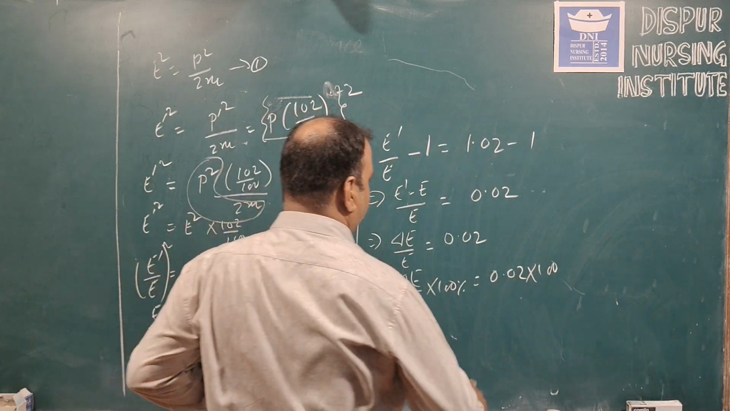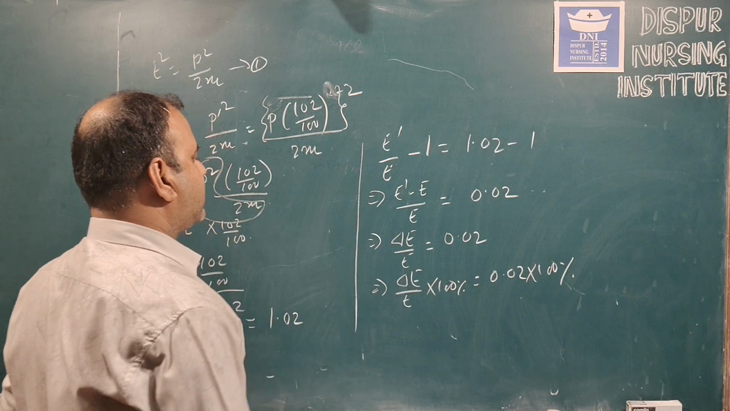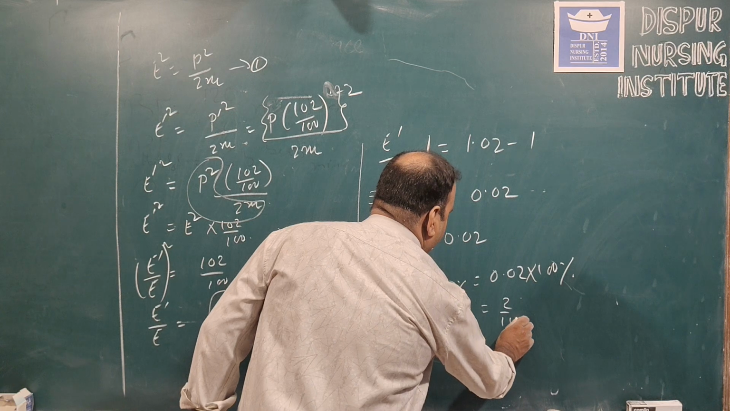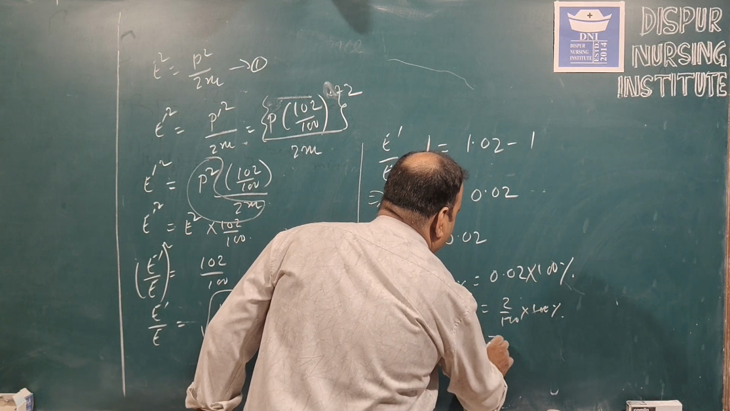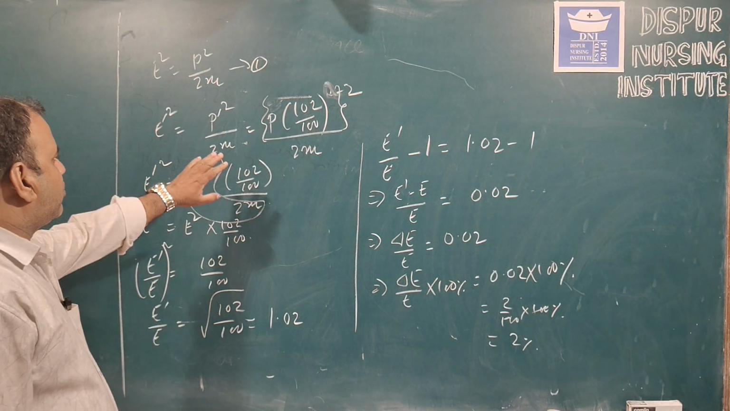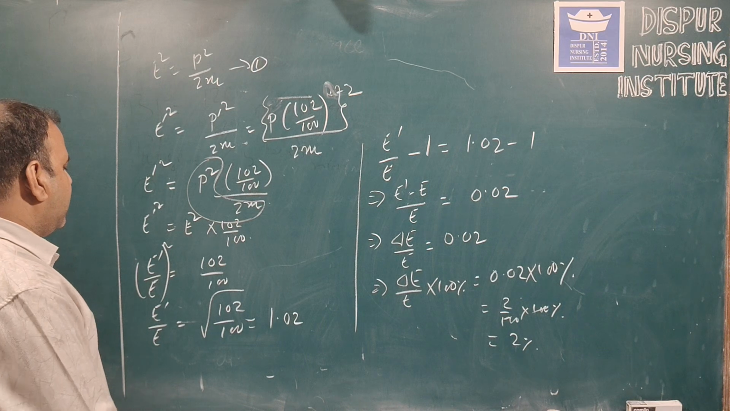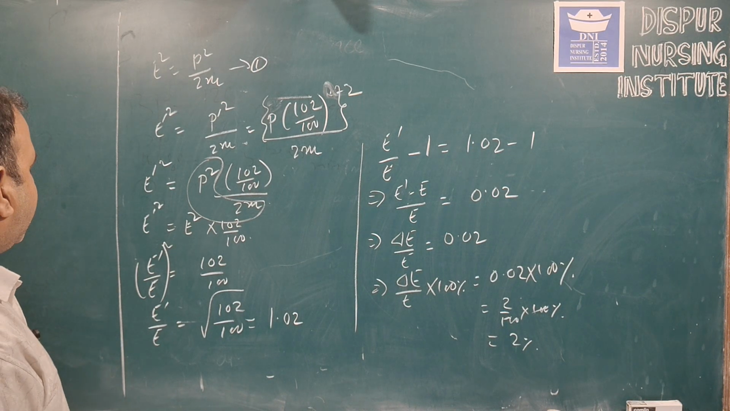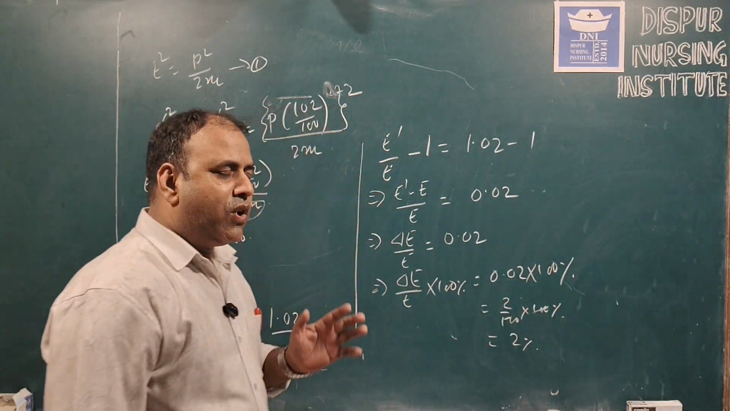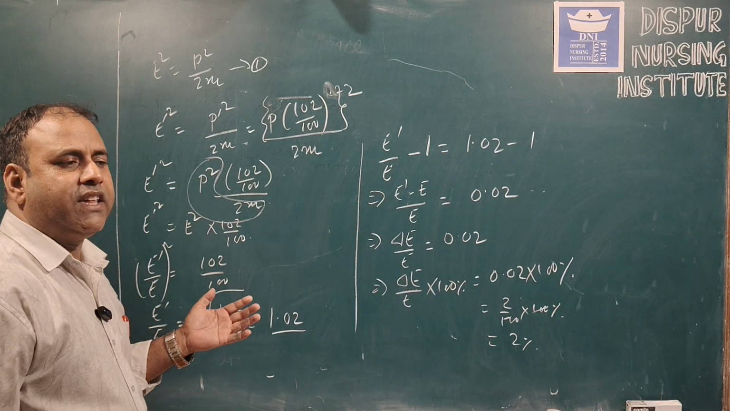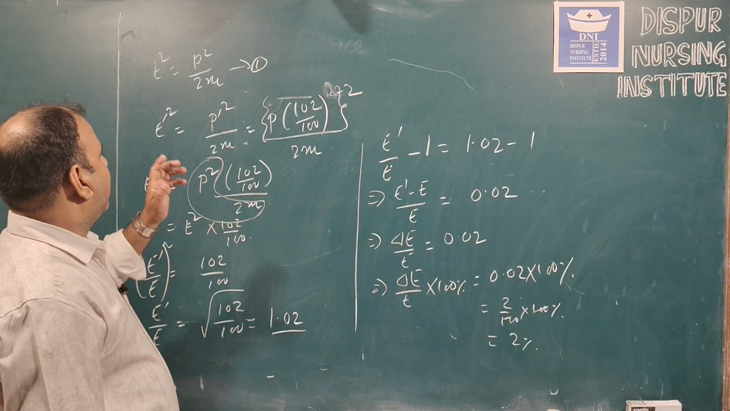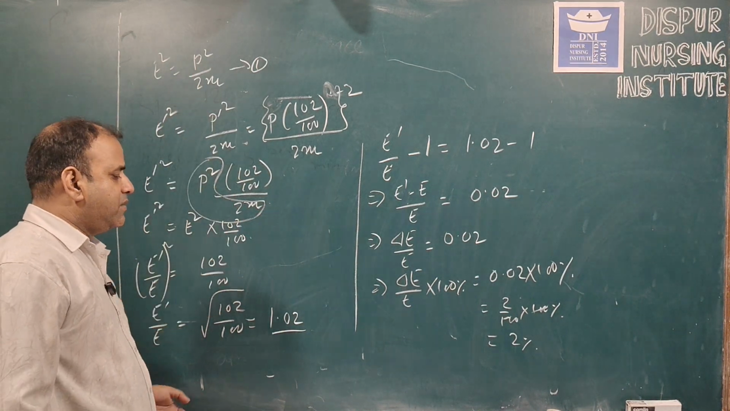So what is the value? You will get 2 by 100 into 100%, so it will be a 2% increase. So you remember, in case of a 2% increase in momentum, the kinetic energy will also increase by 2%. I consider the approximate value here. So one thing you remember: if it is given in your question that there is a decrease in percentage, then you have to use minus. Here I consider plus. Increase means plus and decrease means minus.